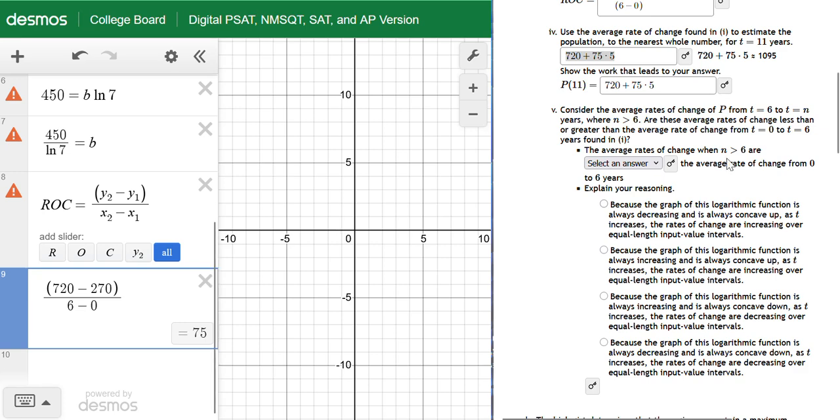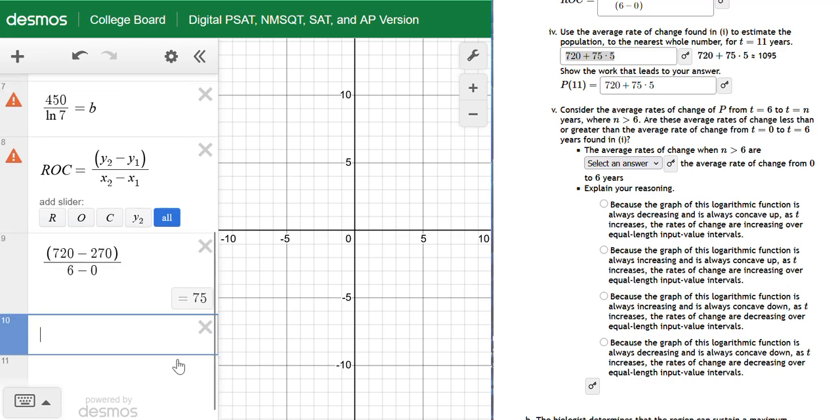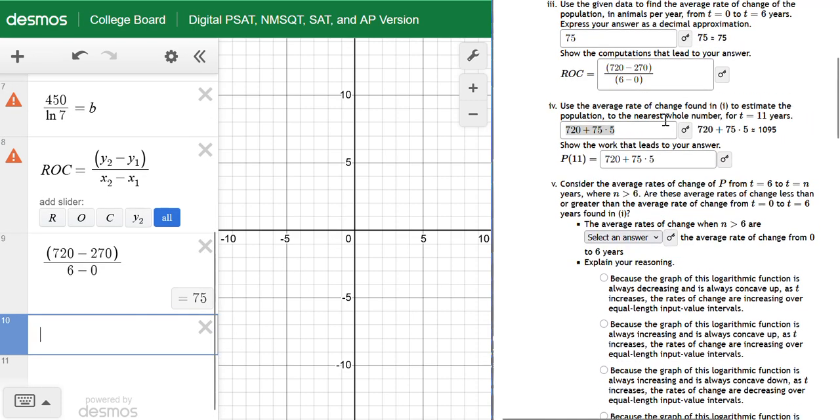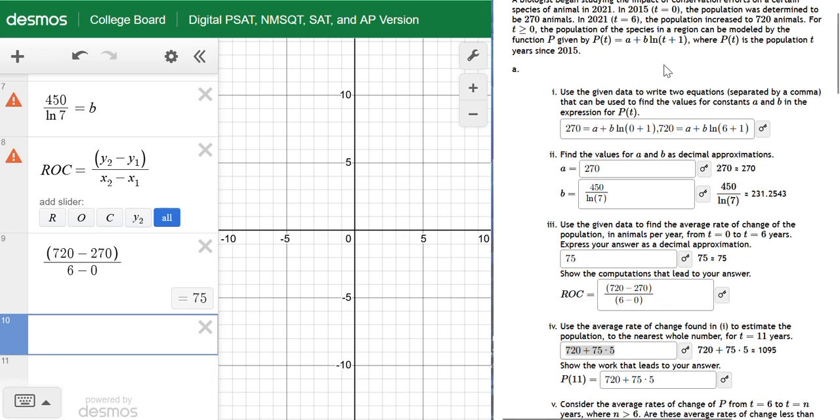So the next question is to consider the rate of change here, and you need to determine whether that average rate of change is more or less than it's going to be when the t-value is greater than 6. Well, in order to do that, I need to look at what that graph looks like. So I'm going to come back and type this whole function in, my p of t.